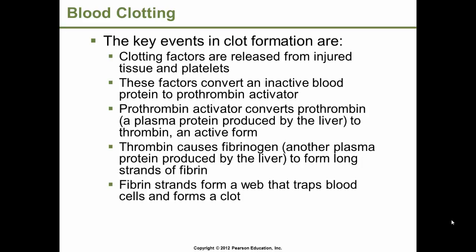Thrombin is going to cause another plasma protein produced by the liver, termed fibrinogen, to form long strands of fibrin. And fibrin are strands that trap blood cells and form the clot. The clot is the barrier that prevents additional blood loss through the wound in the vessel.